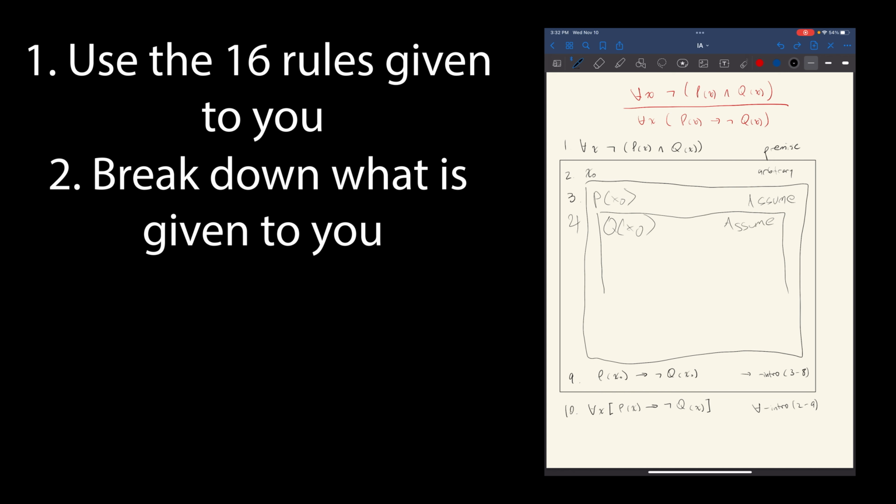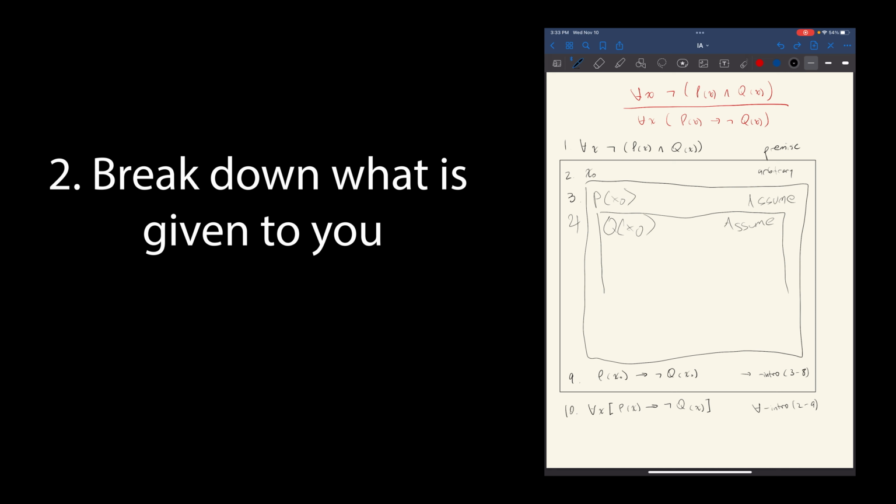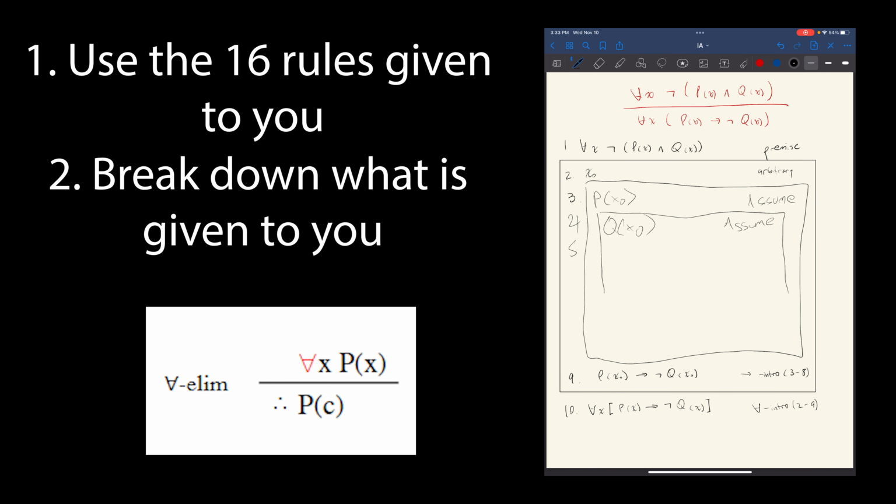Good. So now that we have our not introduction set up, all we need to do is somehow conclude false. Now, one thing we haven't done is use the premises that we are given. So what do you think our next step should be? I think we need to use our premise, and in order to do that, we would have to use a for all elimination, and we would get not P of X not and Q of X not.